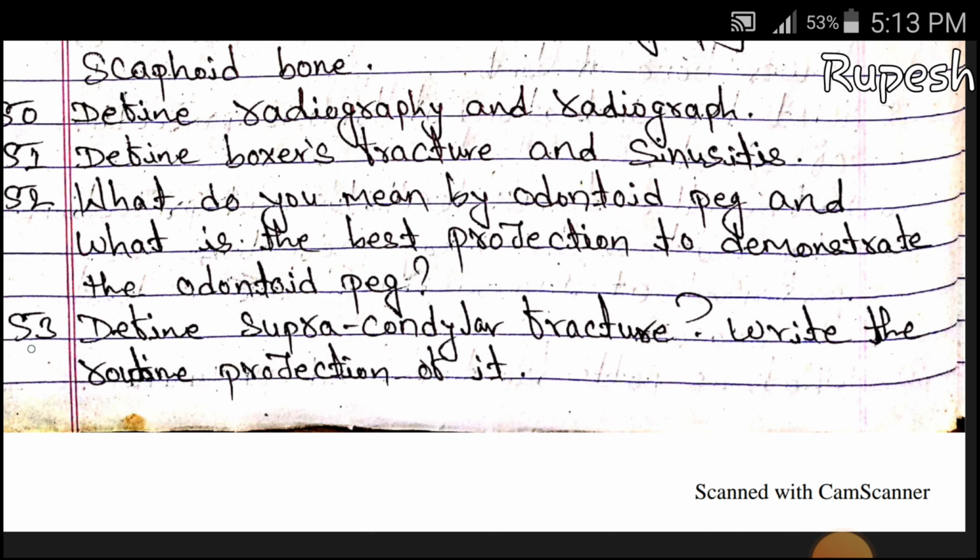Question number 53. Define supracondylar fracture. Write the routine projection of it.